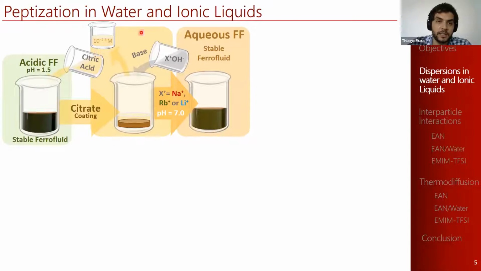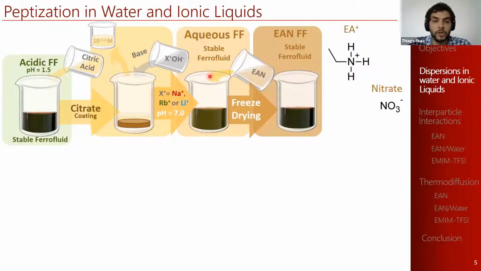Then, with the addition of a base, we can tune which counterion we'll have in the final dispersion. Here we use sodium, rubidium, and lithium. The addition of this base sets the pH to around 7. Then we will obtain a stable ferrofluid in an aqueous media. In order to do the transfer to the EAN, we simply add a similar volume of EAN, and by freeze drying, we can remove the water. Then we'll have a dispersion in pure EAN.